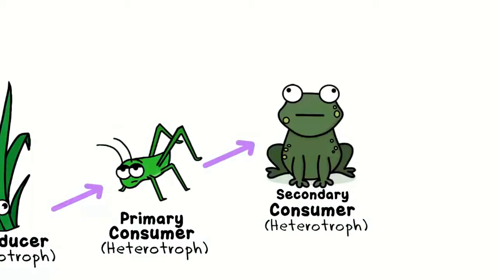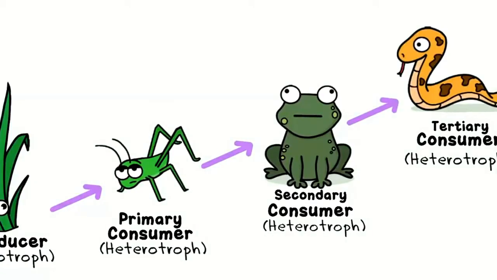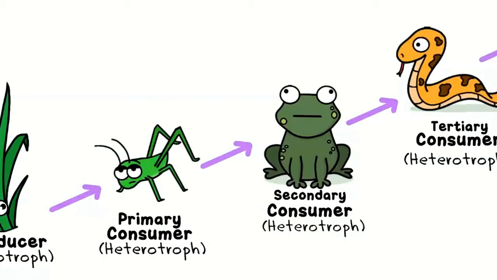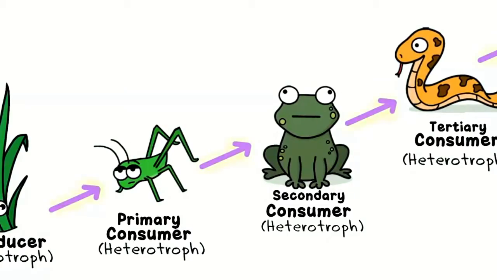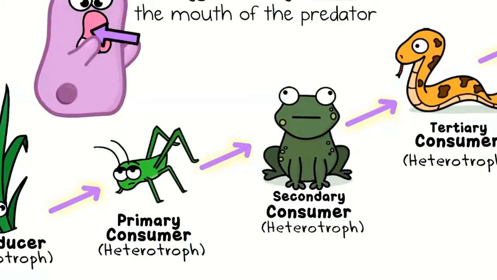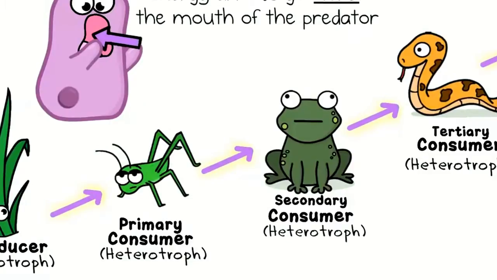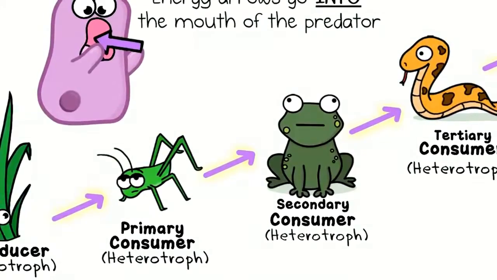The primary consumer is eaten by a secondary consumer, this frog. The secondary consumer is eaten by a tertiary consumer, this snake, and the food chain can keep going. Notice how the arrows are supposed to point in the direction of the one doing the eating, which makes sense because that's the direction of the energy flow.